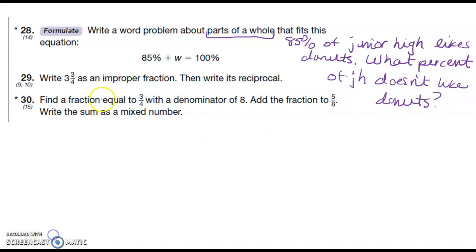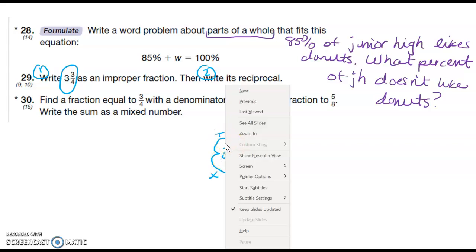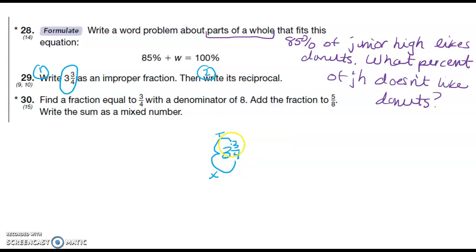All right, 29. Also unstarred, I realize that. Write 3 3/4 as an improper fraction, and then write its reciprocal. So we have 2 steps. So 3 3/4. To write that as an improper fraction, we popcorn it: times, add. 4 times 3 is 12. Plus 3 is 15 over 4. And then it says take the reciprocal of it. So we're going to flip it. And that's our answer to 29.